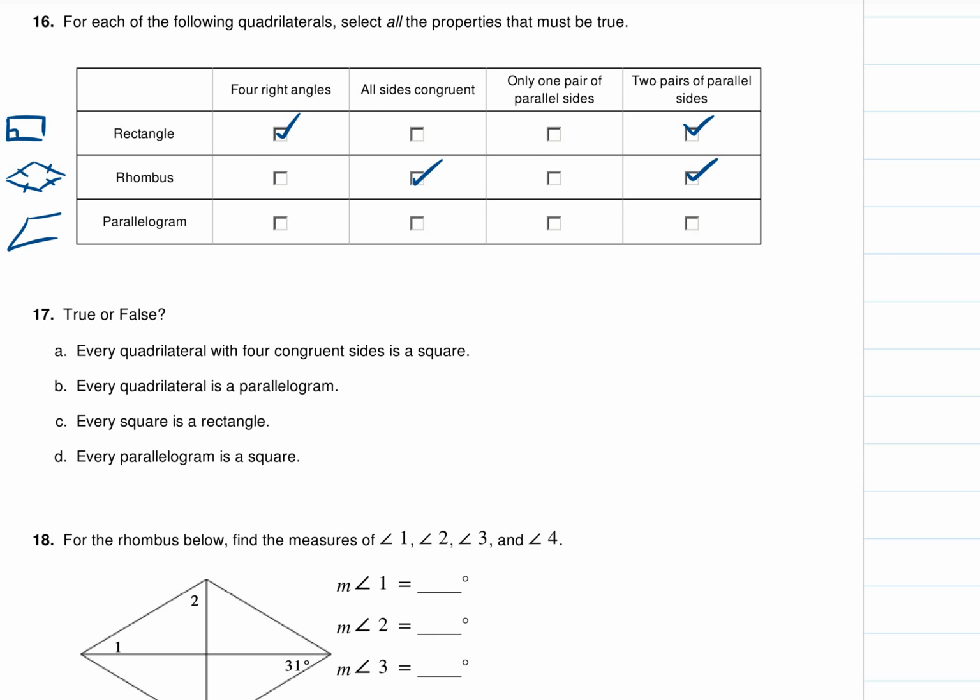A parallelogram looks like this. A parallelogram has 4 right angles? Nope. All sides are congruent? Not true. Only one pair of parallel sides? Not true. They have to have 2 pairs of parallel sides.